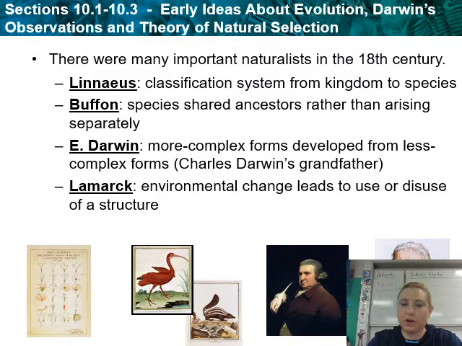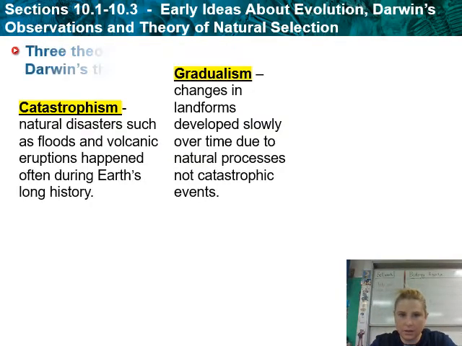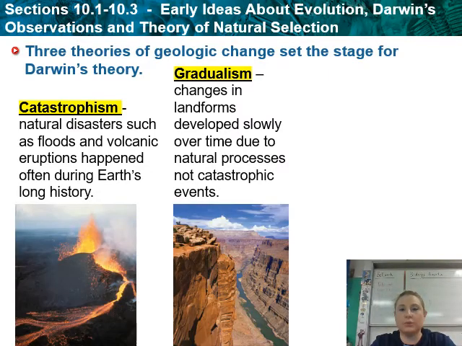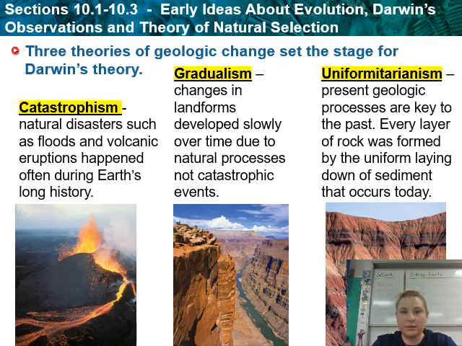Darwin, Charles Darwin's grandfather, actually, he came up with more complex forms developed from less complex forms. And Lamarck, who said environmental change leads us to use or disuse a structure. Now, his thoughts we came to know as untrue later on. He thought the more you used them, the more pronounced these structures became, but it's not true. Anyway, but all of them led to Charles Darwin's theory of natural selection and evolution. Again, we'll talk about him in just a few minutes.